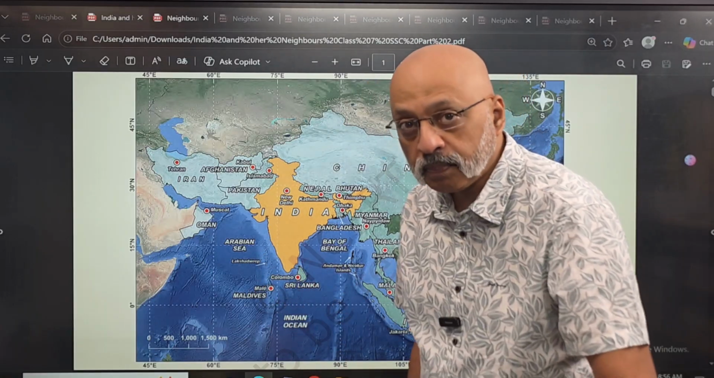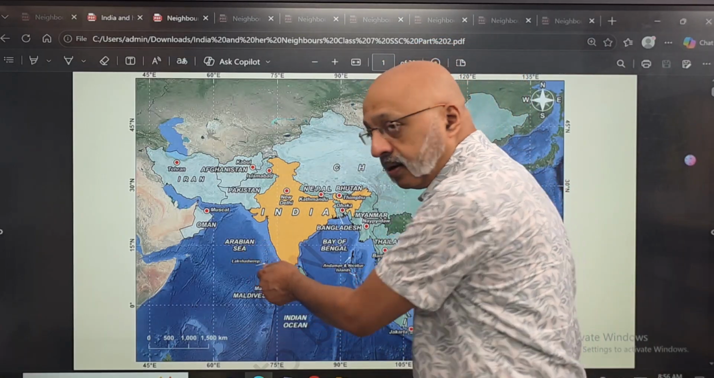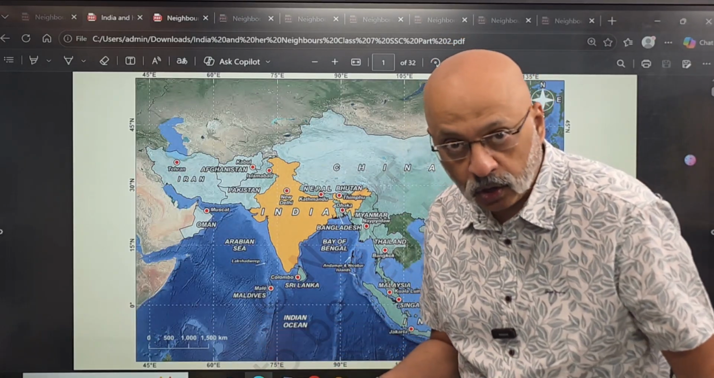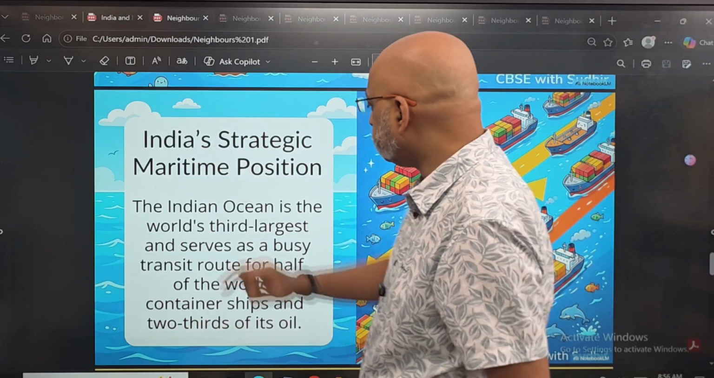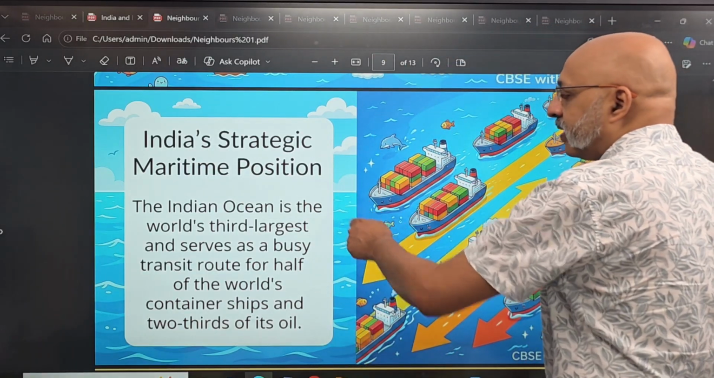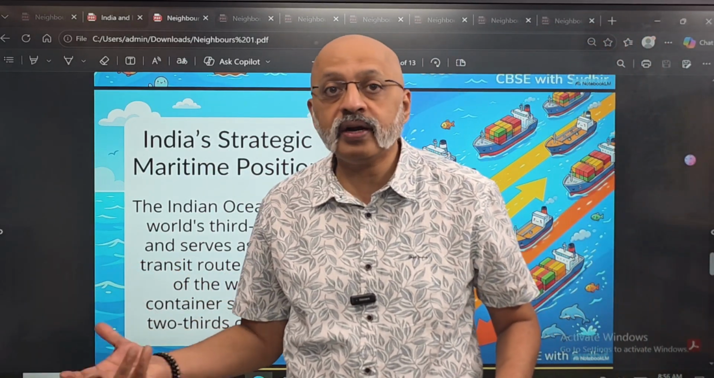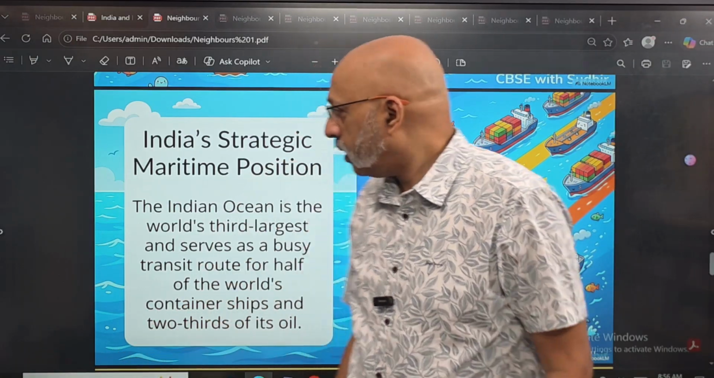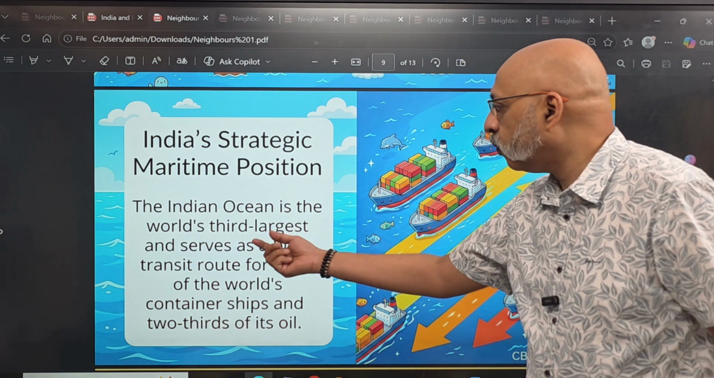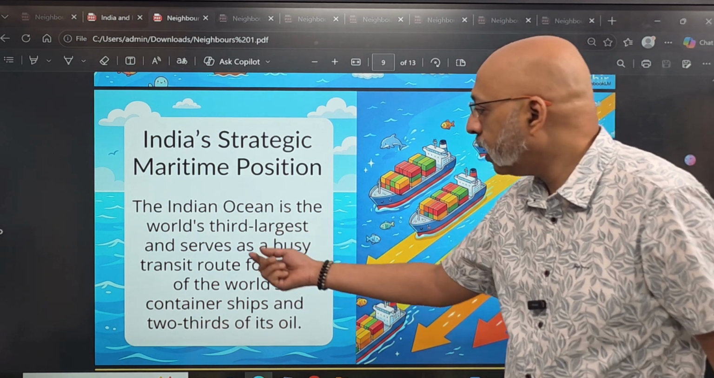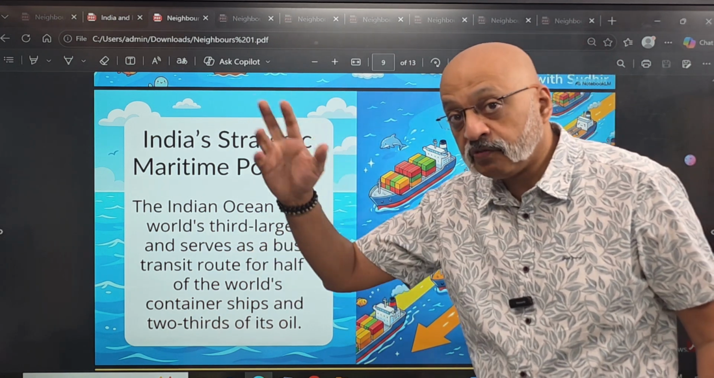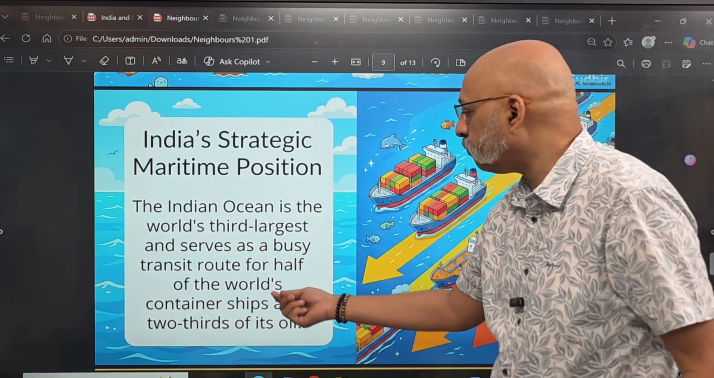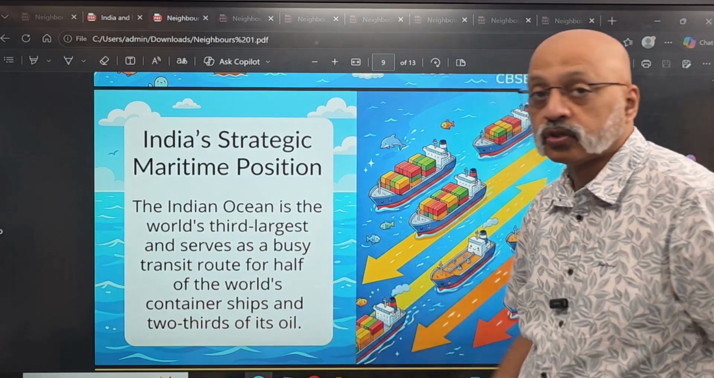You have the Lakshadweep Islands, which are of course a part of India, in the Arabian Sea, and you have the Andaman and Nicobar Islands in the Bay of Bengal, right? So both Lakshadweep and, more importantly, Andaman and Nicobar Islands are like defense outposts as far as India is concerned. So the Indian Ocean is the world's third largest ocean, compared to the Pacific and the Atlantic, and serves as a busy transit route for half of the world's container ships and two-thirds of its oil.